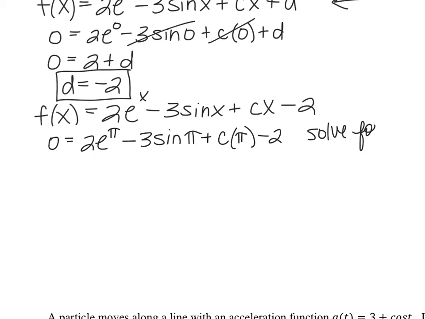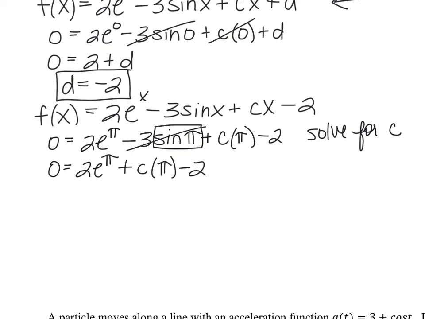So just a reminder, our goal right now is to solve for the constant c. So if we simplify, we have 0 equals 2e to the pi power. Remember, the sine of pi is 0, so negative 3 times 0 is just 0, plus c times pi minus 2. So if I'm solving for c, then I need to subtract the 2e to the pi, as well as add the 2 to the other side.